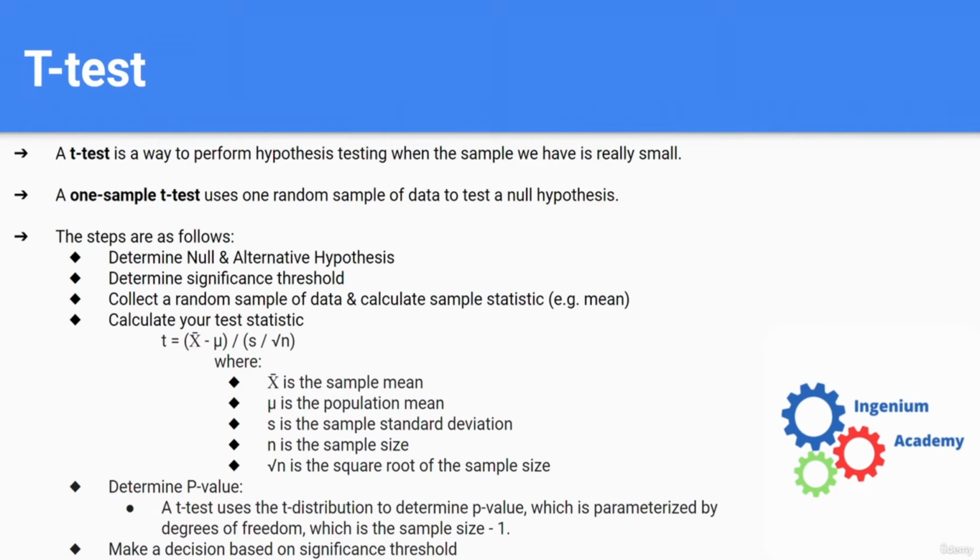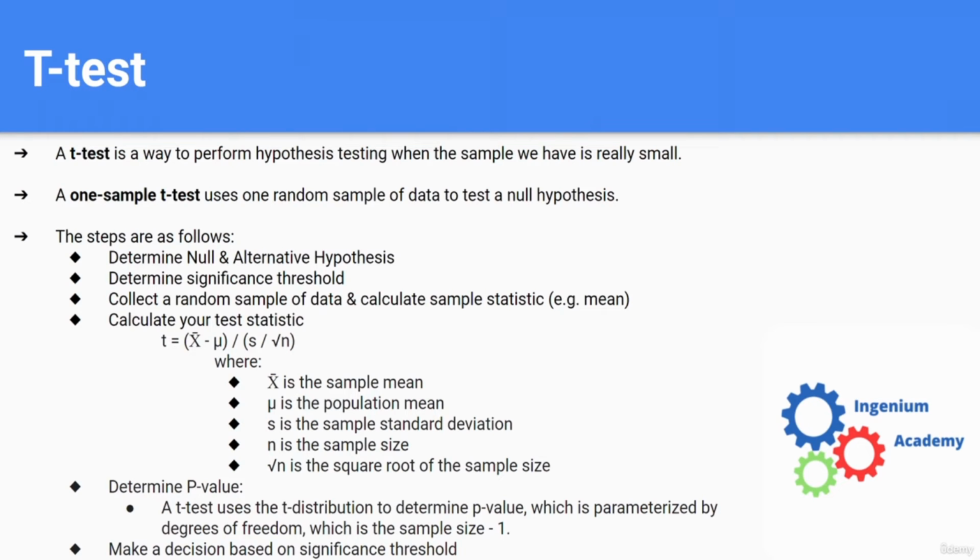A one-sample T-test is going to be where we've collected our random sample of data. And remember, a t-test is for when we have a really small sample, particularly less than 30 observations. We have our sample, and we want to test the null hypothesis on that sample. For example, if we have a sample of people and we take the mean of their heights, we want to see if the mean is different than the null mean or the hypothesized mean. And so that's the steps.